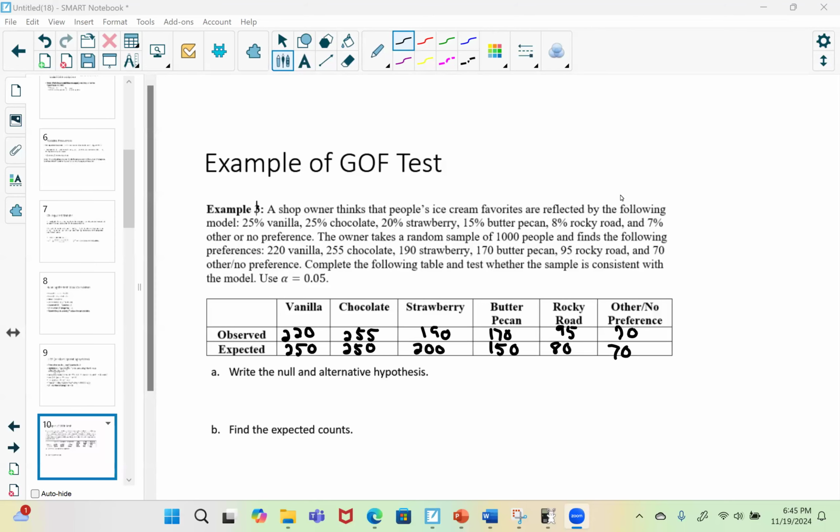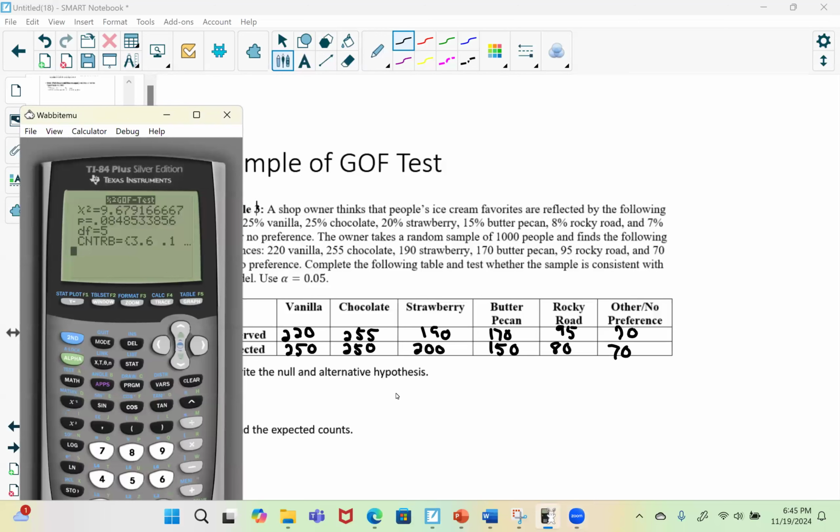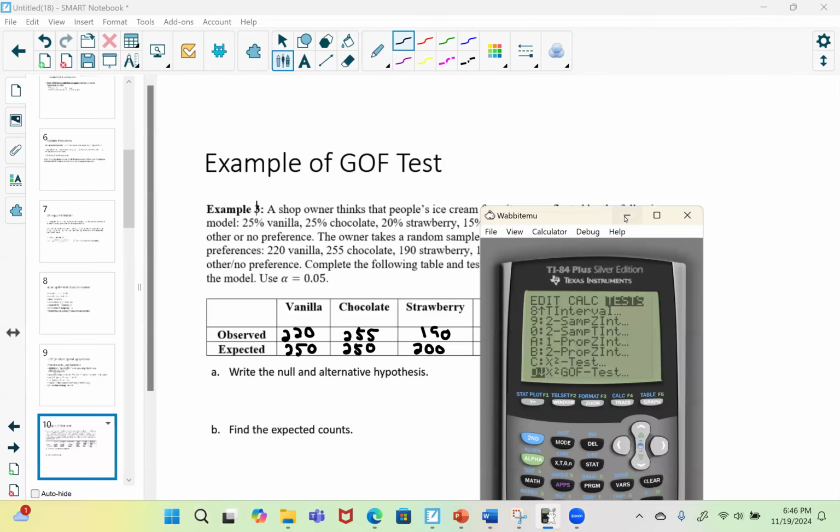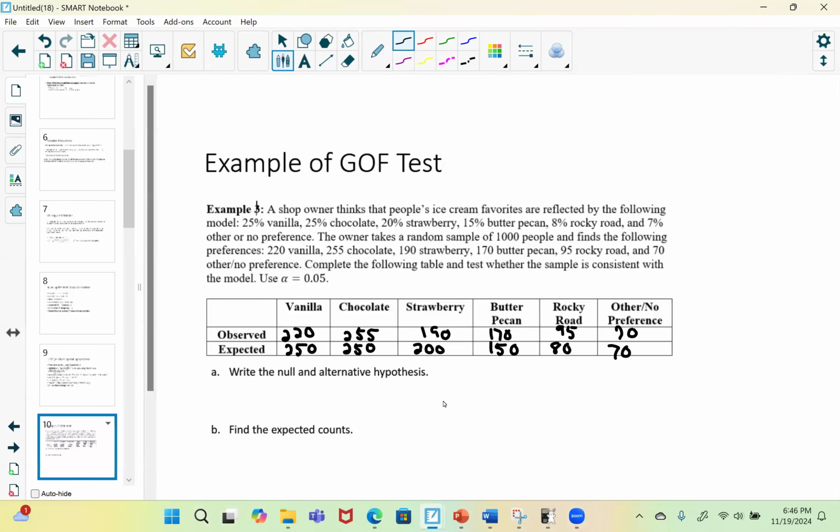So this video is how to run the GOF test if you do not have the calculator command, GOF chi-squared test. So if you go to test and you have this command, chi-squared GOF test, then you don't need to watch this video. But if you don't have that, then you do need to watch it because you have to do this test differently. Okay, so we're going to look at example 1.